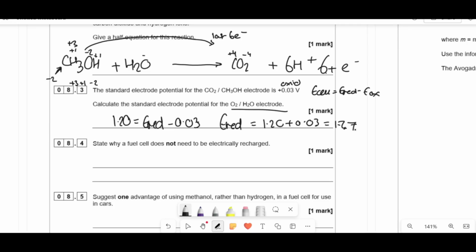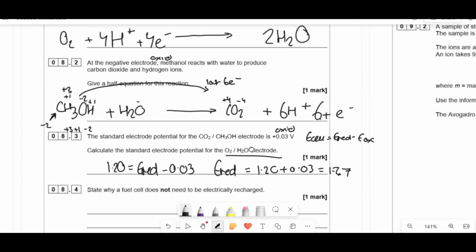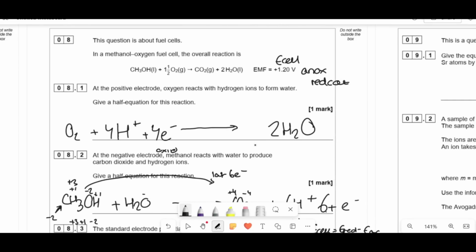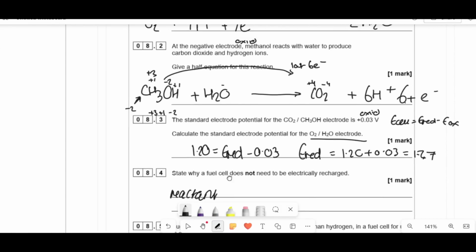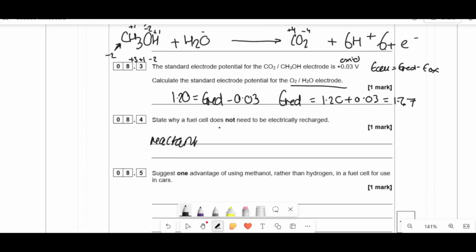Now it says the fuel cell does not need to be electrically recharged. When you electrically recharge something, you're forcing it to go the other way, as in you are switching the reactions around. All fuel cells will work as long as you provide them with fuel. So if you continually give them fuel, they work. You don't need to recharge it because as long as you give it methanol and oxygen, it will do its thing. So reactants are constantly supplied. Otherwise, why are they called a fuel cell?